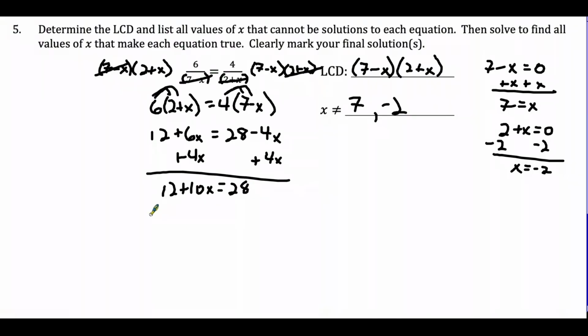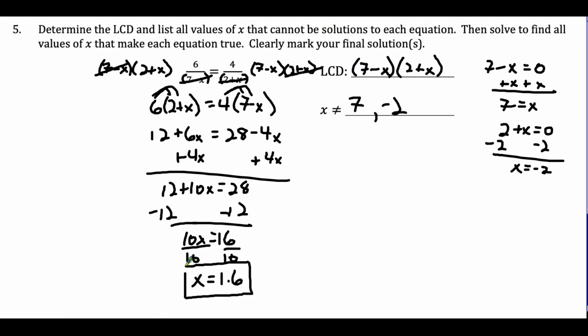Then get my numbers onto the other side, so I'll subtract 12 over. Finally divide by 10, and we get x equals 1.6. That is not one of my restrictions, so it looks like that is a good answer.